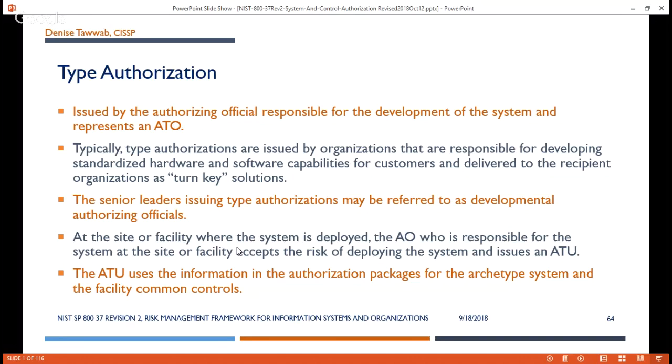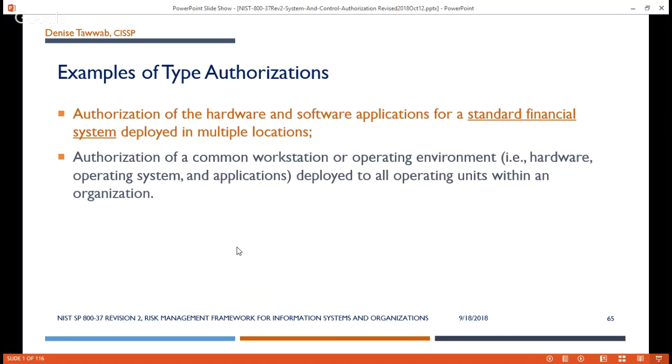The authorization to use uses the information in the authorization packages for the archetype system. So it uses the information in the type authorization package and the facility common controls. And again, an example of a type authorization would be authorization of hardware and software applications for a standard financial system that's deployed in multiple locations, or authorization of a common workstation or operating environment that's going to be deployed to all operating units within a business.